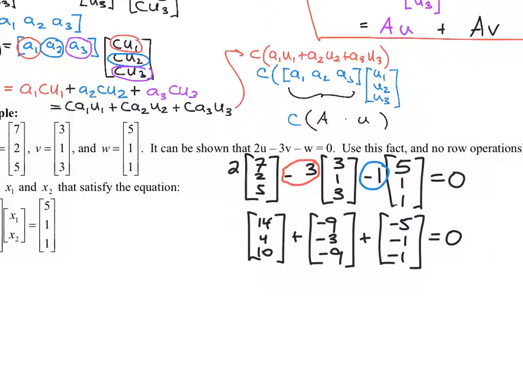All right. So I'm really just at a point where I'm going to verify that this is going to be a true statement. So if I combine terms, I'd have 14 plus negative 9 plus negative 5 equals 0. And you can do the same thing for each of them. What's that? It's going to be all 0, exactly.